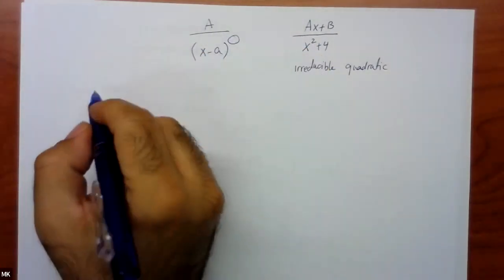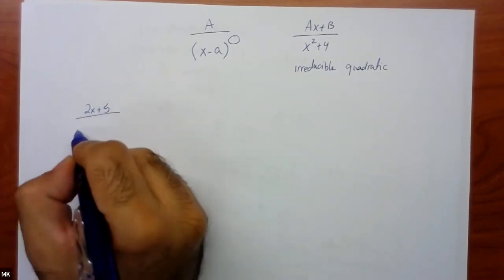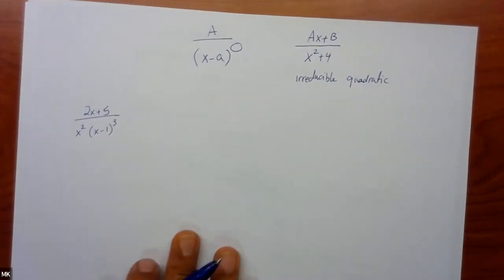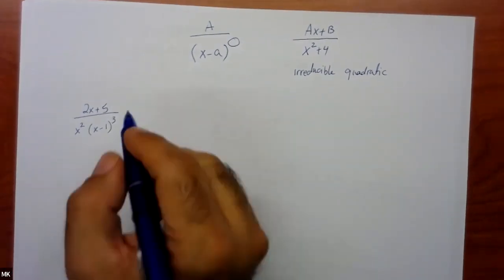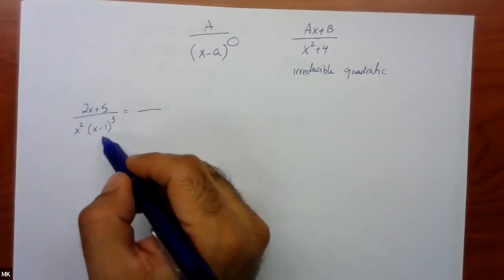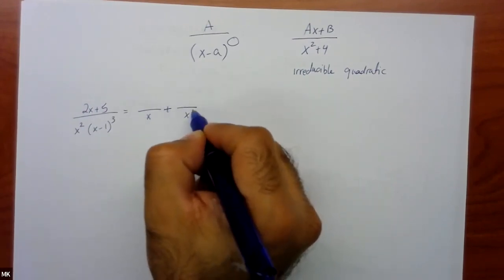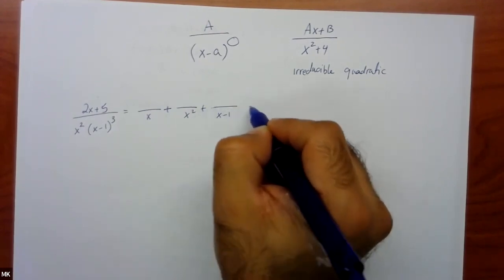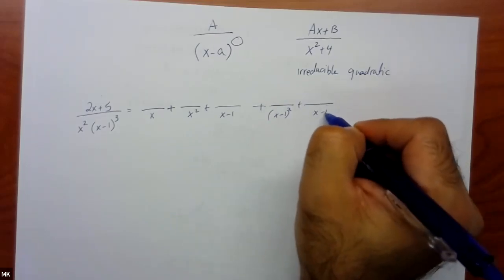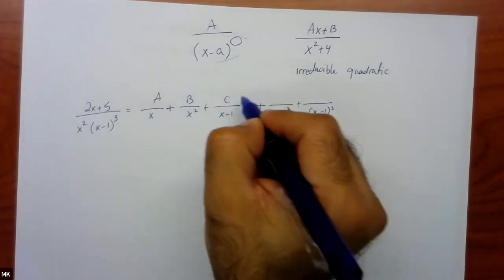Now, if you have different powers, say 2x plus 5 over x squared times x minus 1 cubed, and I want to set up a partial fraction decomposition for this, it's not just going to be something over x squared, something over x minus 1 cubed. No, it's going to be something over x and something over x squared, something over x minus 1, something over x minus 1 squared, something over x minus 1 cubed. And since they're all of this form, there's going to be just numbers on top.